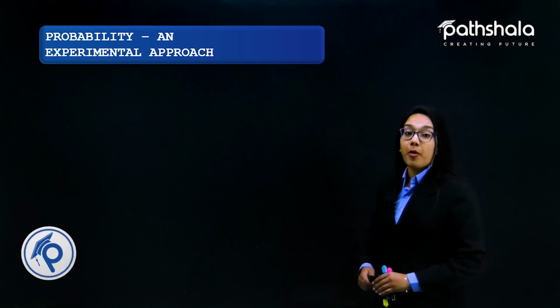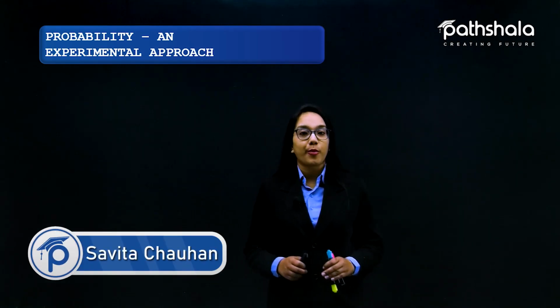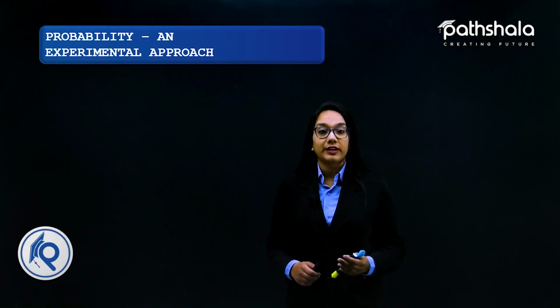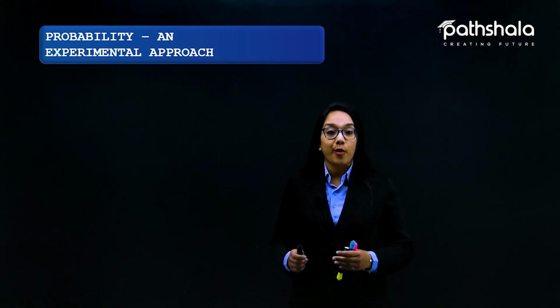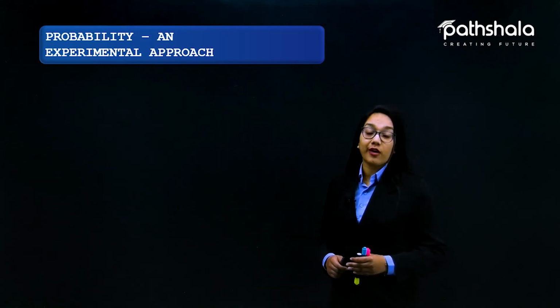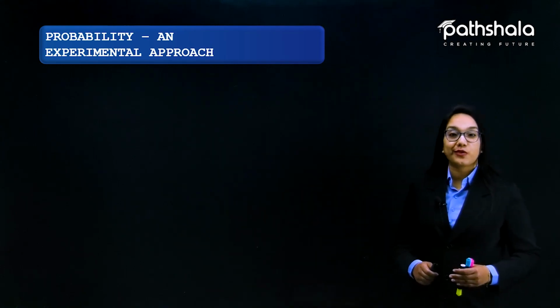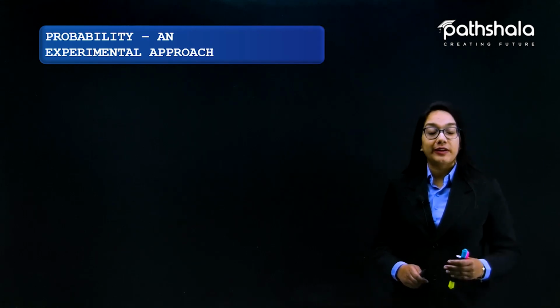Now let's just talk about how we can find the probability. As we know, we are talking about probability being an experimental approach, which means on the basis of the experimental data that we are getting, we will find the probability. So using which formula can we find out the probability in an experimental approach?